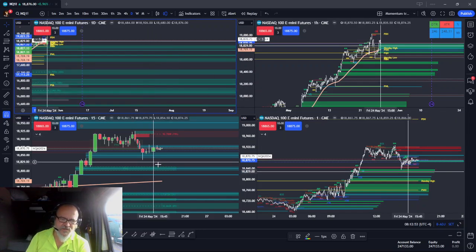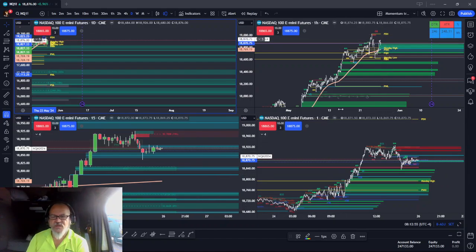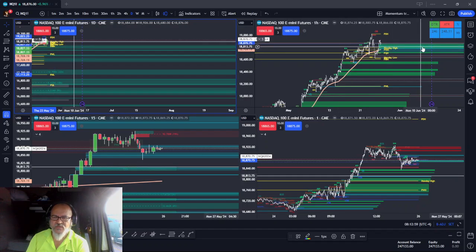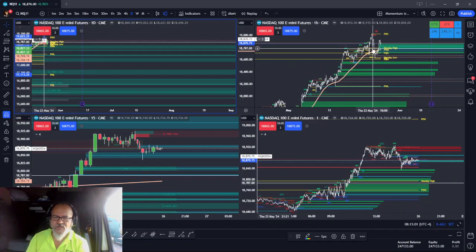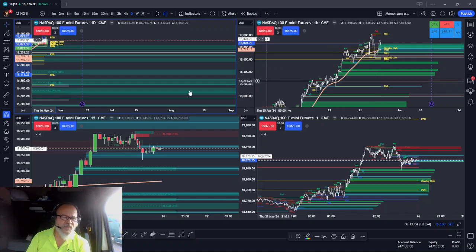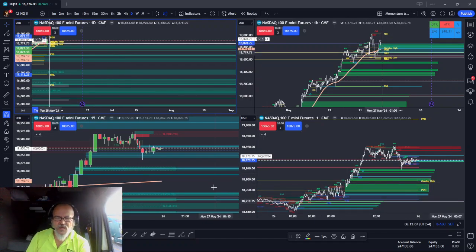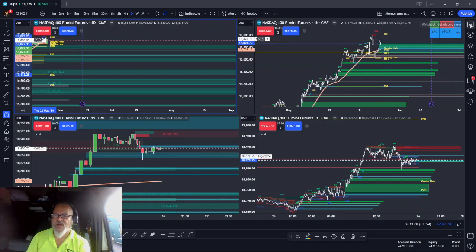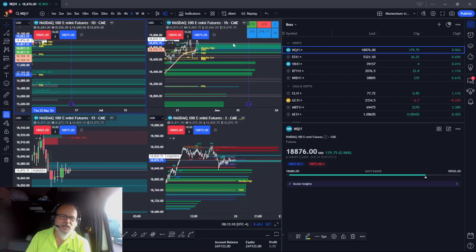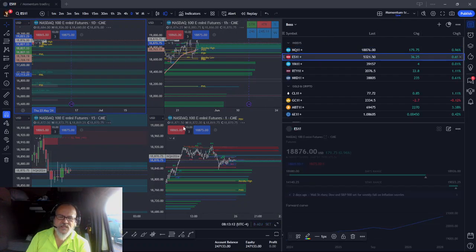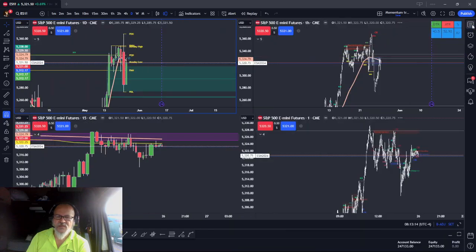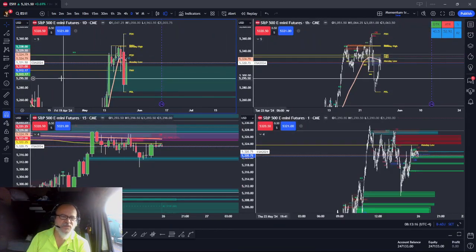Yeah, because not all these are inverse. I got to go change my colors. Those should all be green. There's like one inverted one right here. So, yeah. I don't really trade the ES, but let's just go ahead because I know there's a few people in here that do.